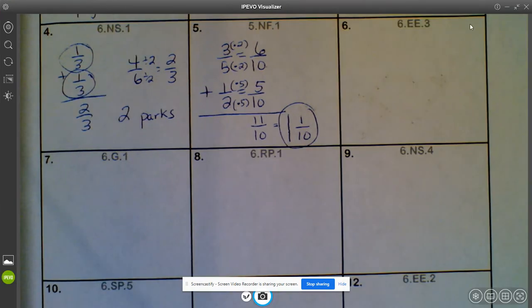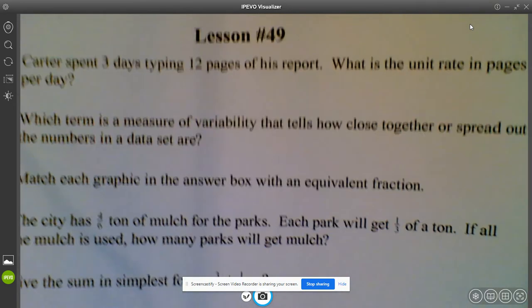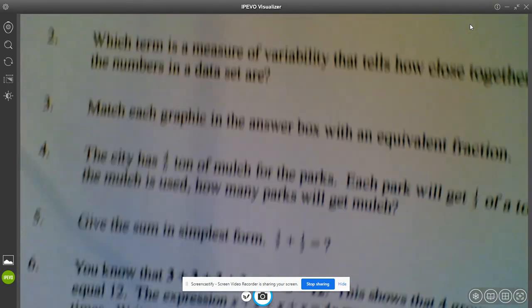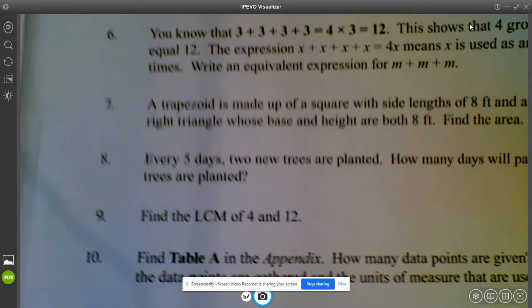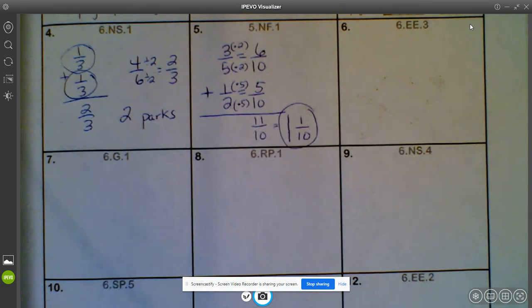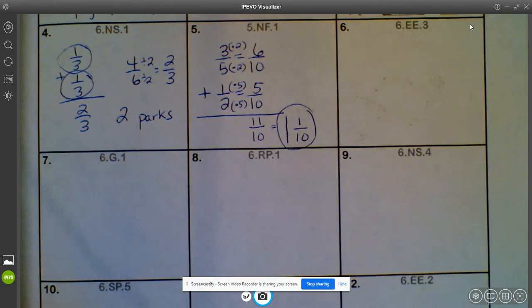Hello, boys and girls. We are going to start our simple solutions, our call to the post for day 11 of your NTI work. So this is just your bell ringer. You should have already attempted to do this on your own. And we are on lesson 49, and we're going to do problems 6 through 10. So you have these papers at home, and you should have attempted to work on these on your own.